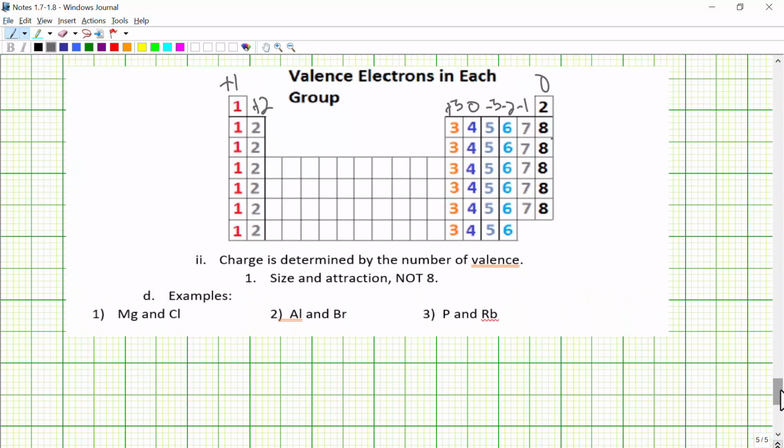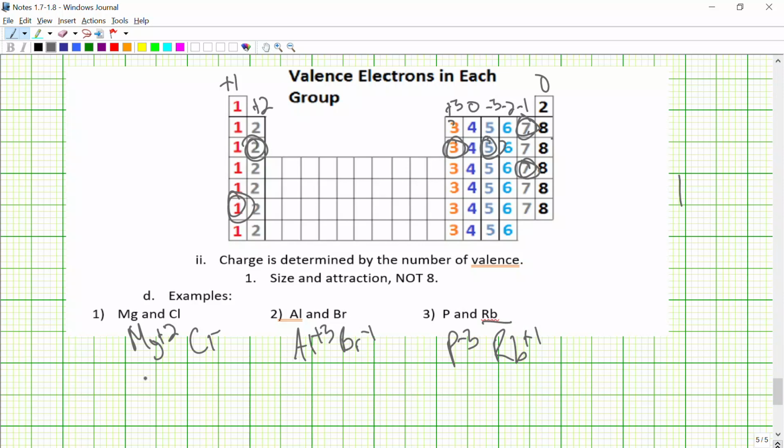Examples are Mg and Cl. Mg is right around here. Mg is +2. Cl is -1. Cl is right here in the -1 column. Okay? And then if I compared aluminum, which is right here, and bromine, which is around here, aluminum +3, bromine -1. So what happens there is, we'll get to the next one. And then P, which is -3. Phosphorus is right around here. And rubidium, which is somewhere around here, it's +1.